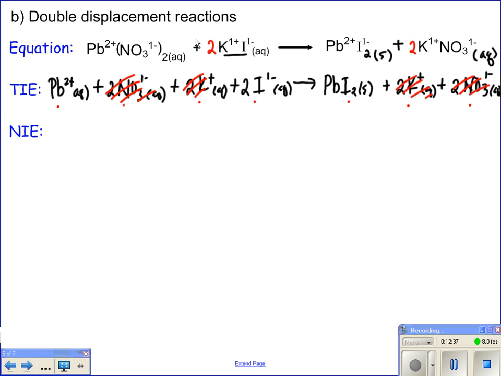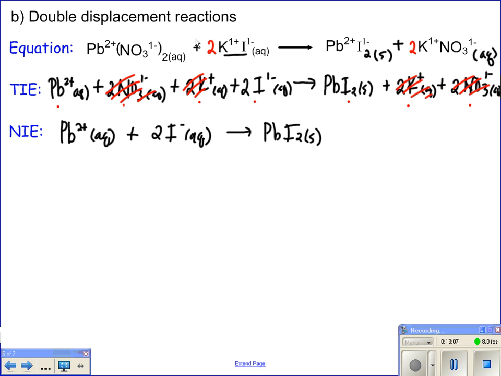So let's then rewrite as our net ionic equation what is really going on in that reaction vessel. And what's really going on is the lead ions and the iodide ions are finding each other, and they're connecting with each other through electrostatic forces, and they're becoming a solid. Meanwhile, the nitrates are having a party in solution. The potassium's having a little party, but they don't pair up with anybody. They just continue swimming on, swimming on, swimming on, and they do not change.